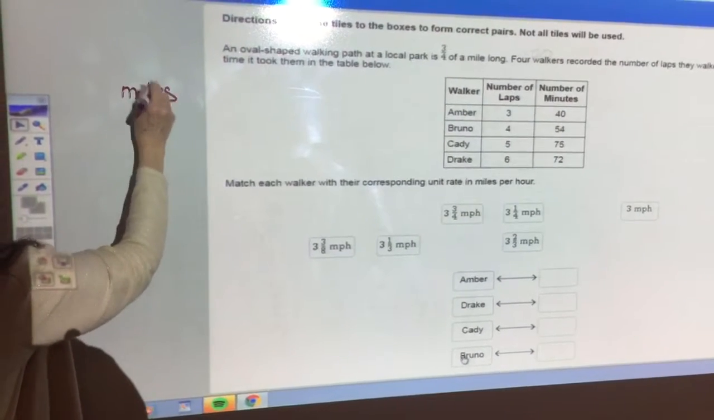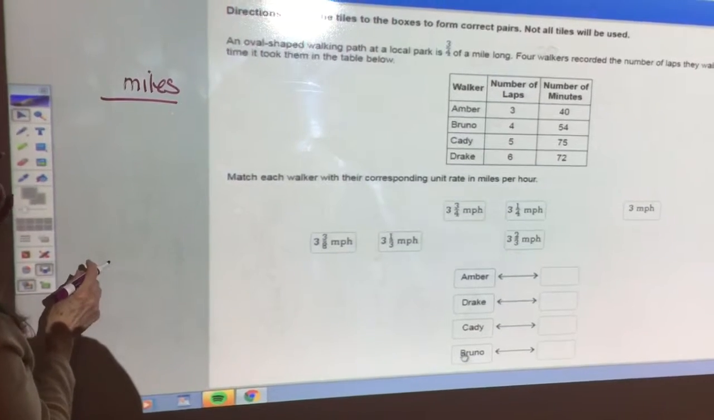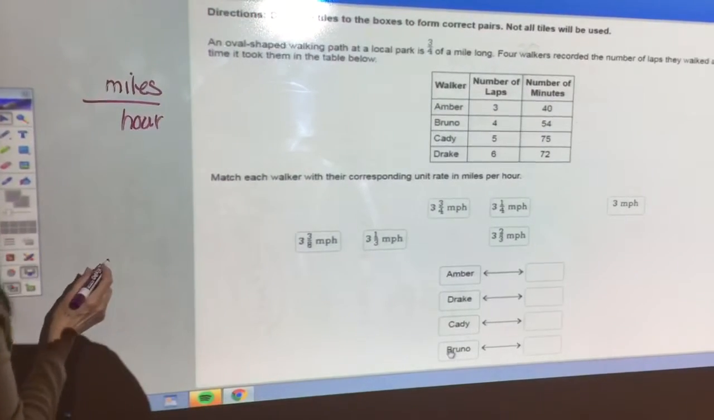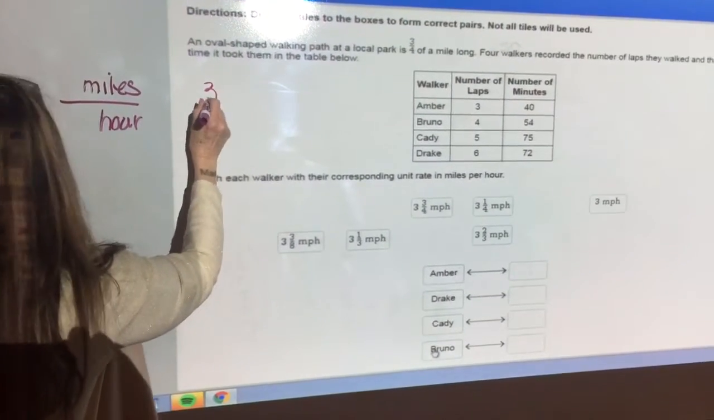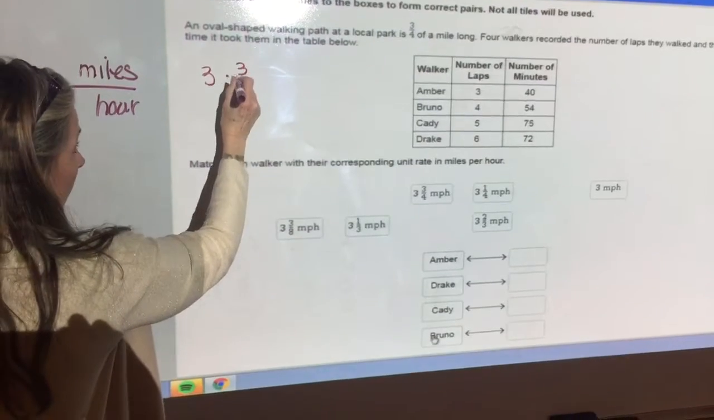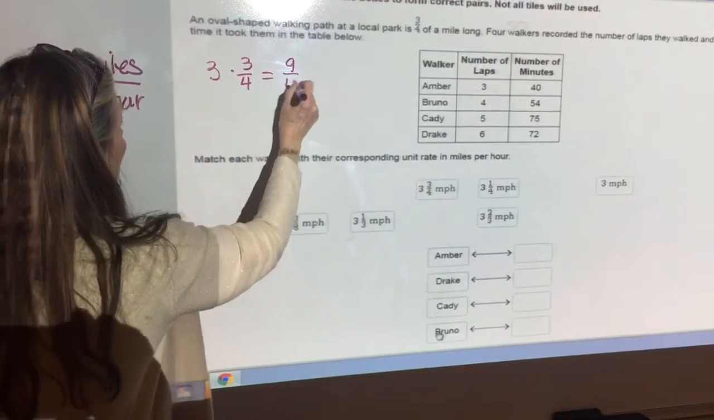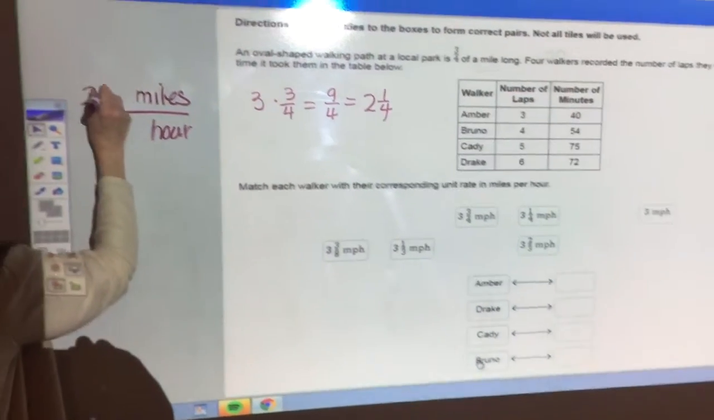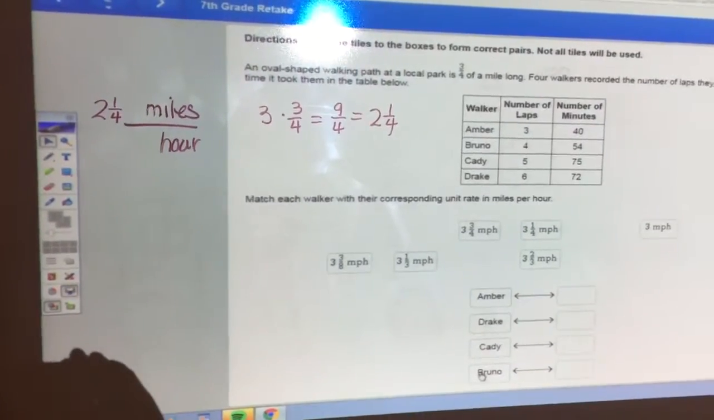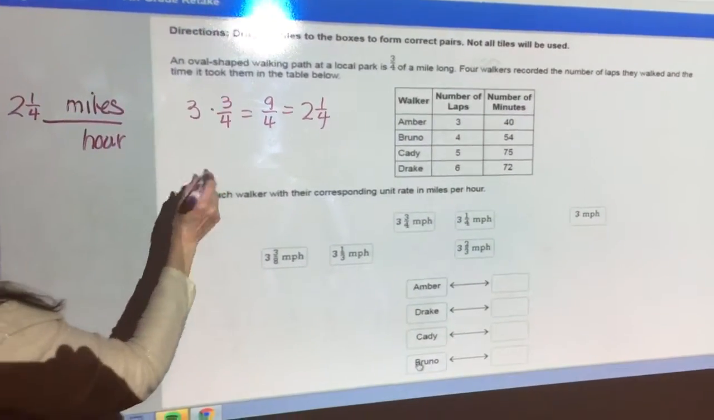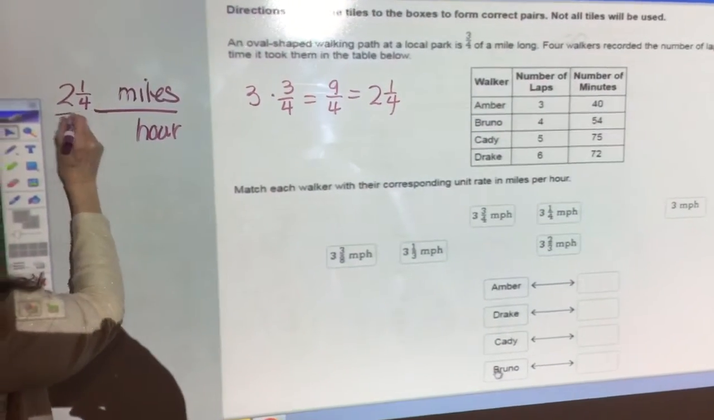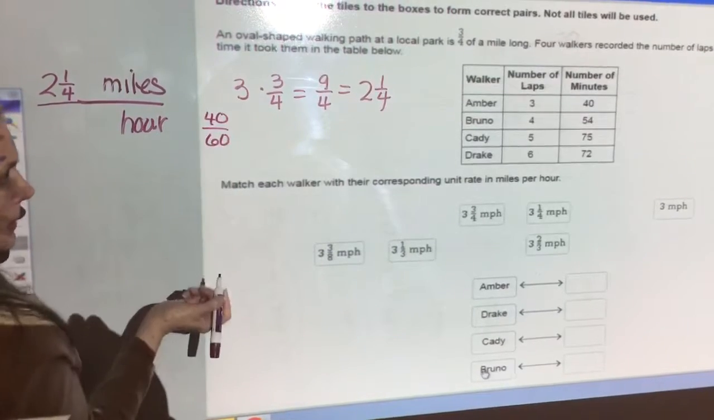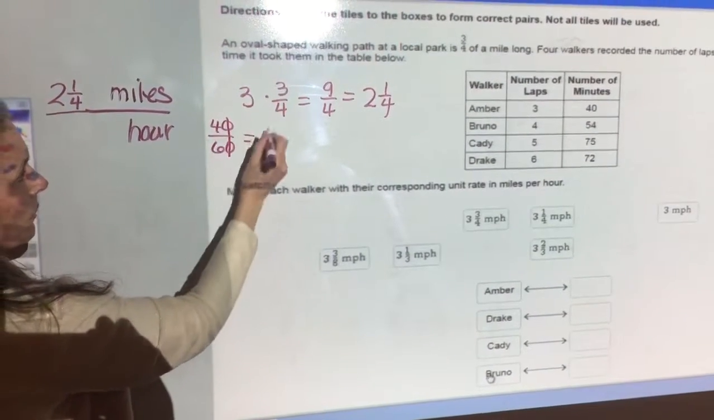All right, so now I am going to take Amber, and I'm going to write a little word ratio first: miles compared to number of minutes, or miles per hour. So Amber had 3 times 3/4 around. So she went 9/4 or 2 1/4 miles. So I'm going to put 2 1/4 miles right there. And then it took her 40 minutes. So 40 minutes would be okay to put in here, but really they want it in terms of an hour.